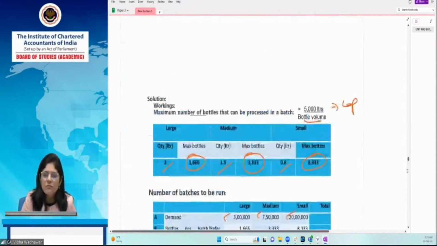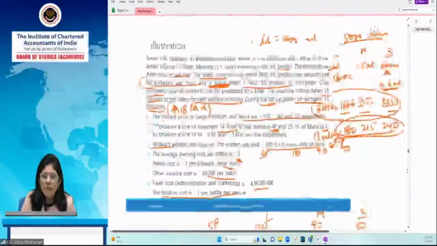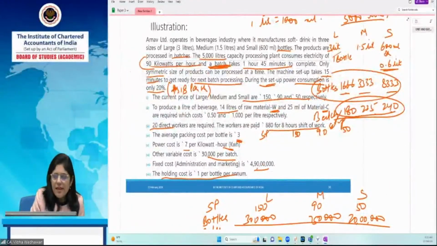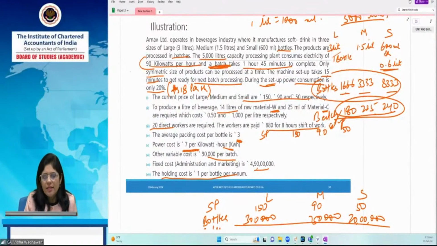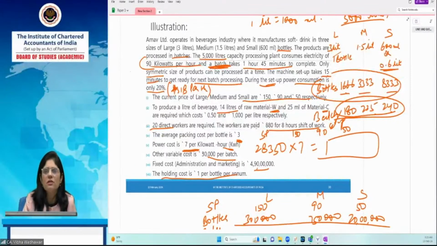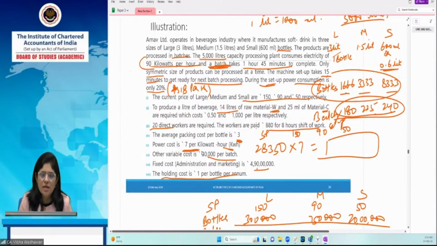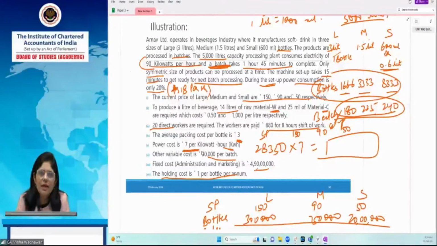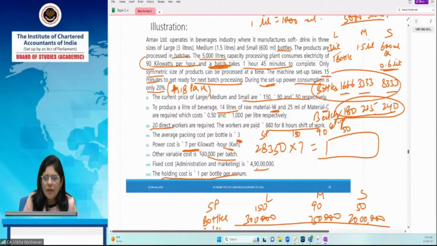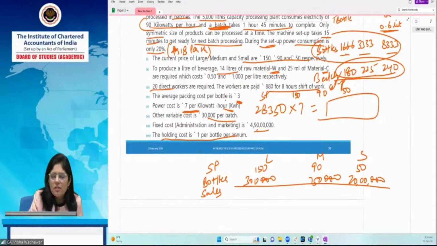So I'm just doing the groundwork for you. 7 पर किलोवाट आवर है. क्लियर? अगर 28,350 आवर्स लग रहे हैं तो जस्ट मल्टीप्लाई बाय 7, यू विल गेट द मशीन कॉस्ट. पावर की कितनी कॉस्ट है. आई एम टेलिंग यू द मेन इंफॉर्मेशन. बाकी रेट यू जस्ट हैव टू मल्टीप्लाई. क्लियर? एवरेज पैकिंग कॉस्ट इज 3, वेरिएबल कॉस्ट इज दिस एंड फिक्स कॉस्ट इज दिस.